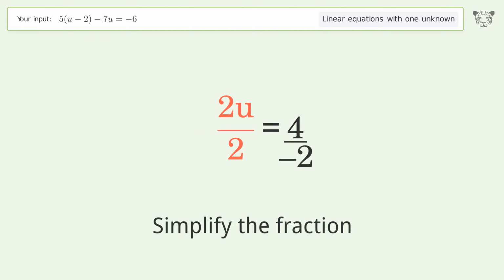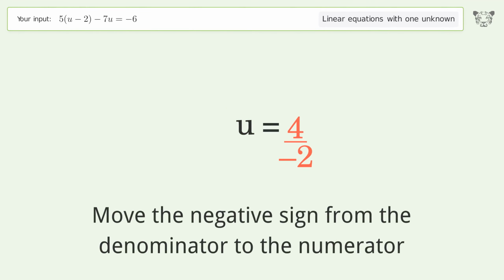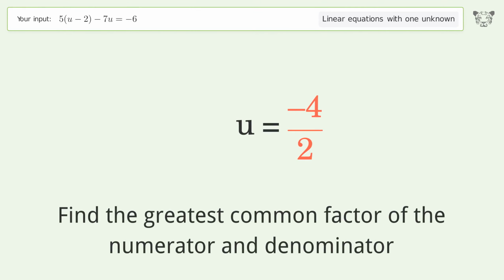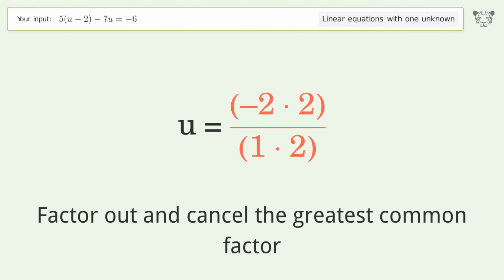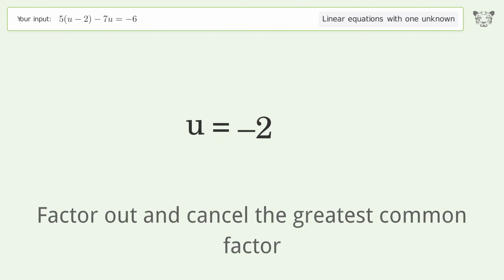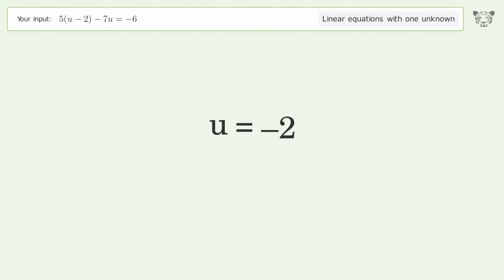Simplify the fraction. Move the negative sign from the denominator to the numerator. Find the greatest common factor of the numerator and denominator. Factor out and cancel the greatest common factor. And so the final result is u equals -2.